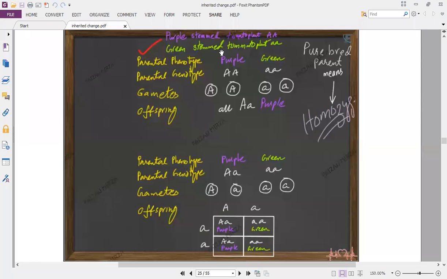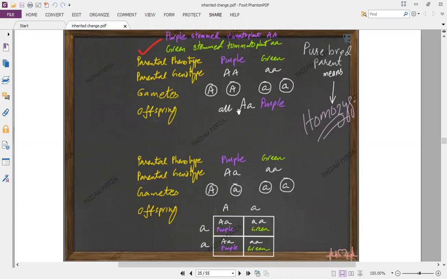Similarly, you can perform a cross between a purple stem tomato plant and a green stem tomato plant, one having capital A and one having small a. They both are purebred parents. Purebred means they are homozygous: one is homozygous dominant, the other is homozygous recessive. The offspring of the F1 generation will all be purple. They will all be hybrids.